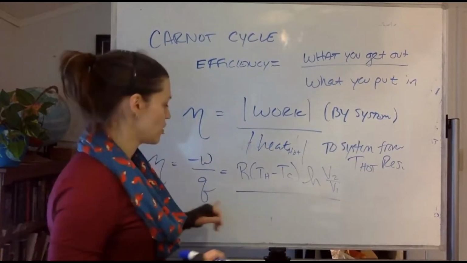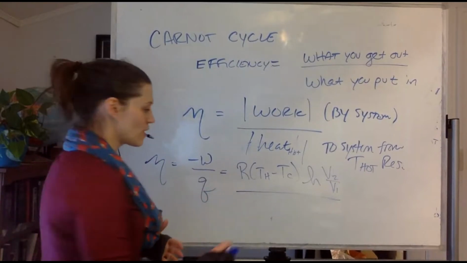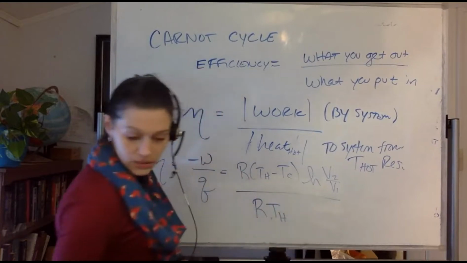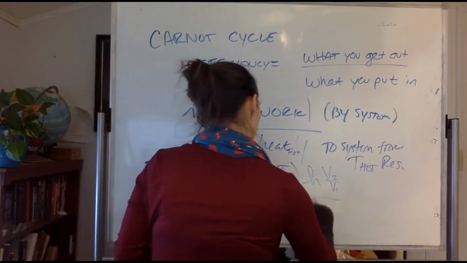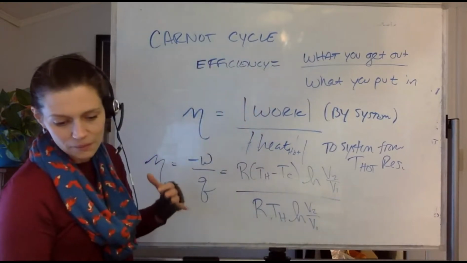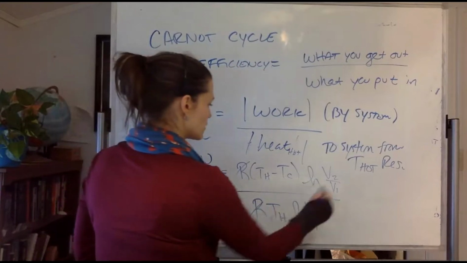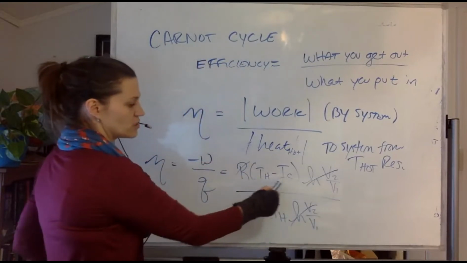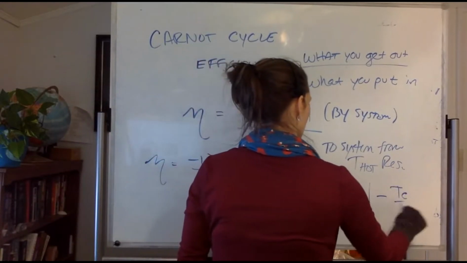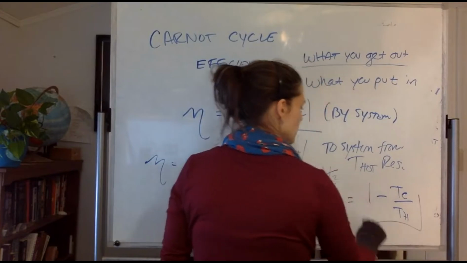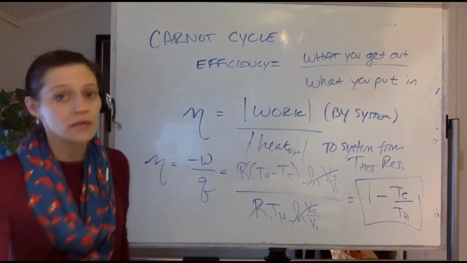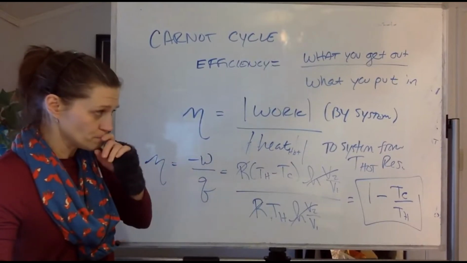So then you want to know the heat that comes from the hot reservoir. That is going to be equal to R times T hot log V2 over V1. And so you do some simplifications. Your R's cancel, your logs cancel, and you're left with T H minus T C over T H, which gives you 1 minus T C over T H. And this is typically the relationship that you'd see for an efficiency of a Carnot engine.